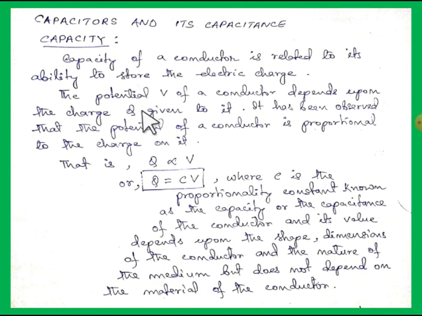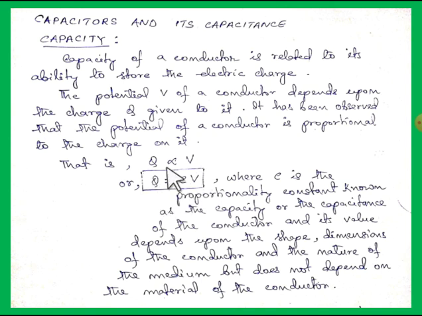I have one mnemonic. If you want it, you can use it, or you can find your own mnemonic. Mnemonic means something to help regain your memory. Now Q is equal to VC. If you remember this equation, then it will be very easy to express C is equal to Q by V, right?